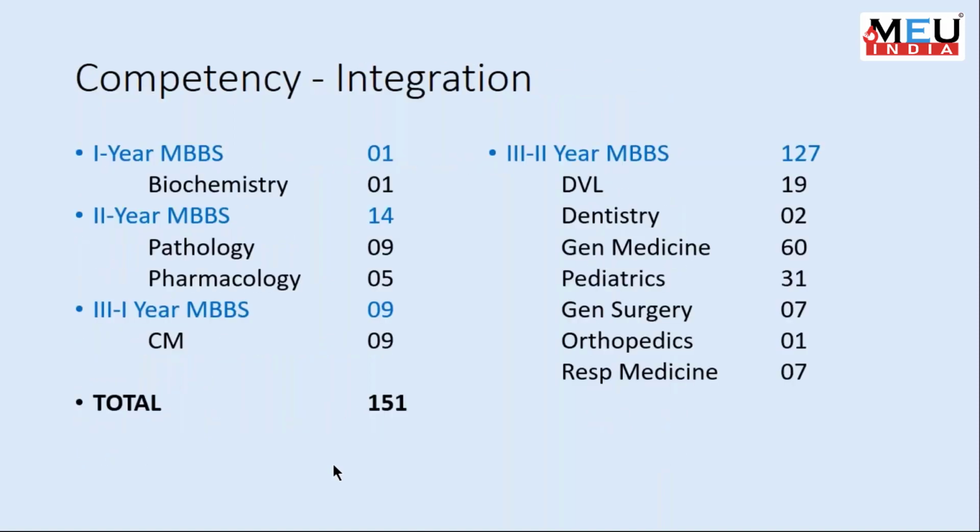Along with that, there are other competencies which need to be integrated. You can see over here, in the first year there is one competency from biochemistry. In second year, there are 14 competencies, 9 from pathology and 5 from pharmacology. In first year, there are 9 competencies from community medicine, and then the maximum number is from second and final MBBS, a total of 127. Out of that, the maximum is from general medicine, 60 competencies. Overall, the competencies which need to be integrated are 151.